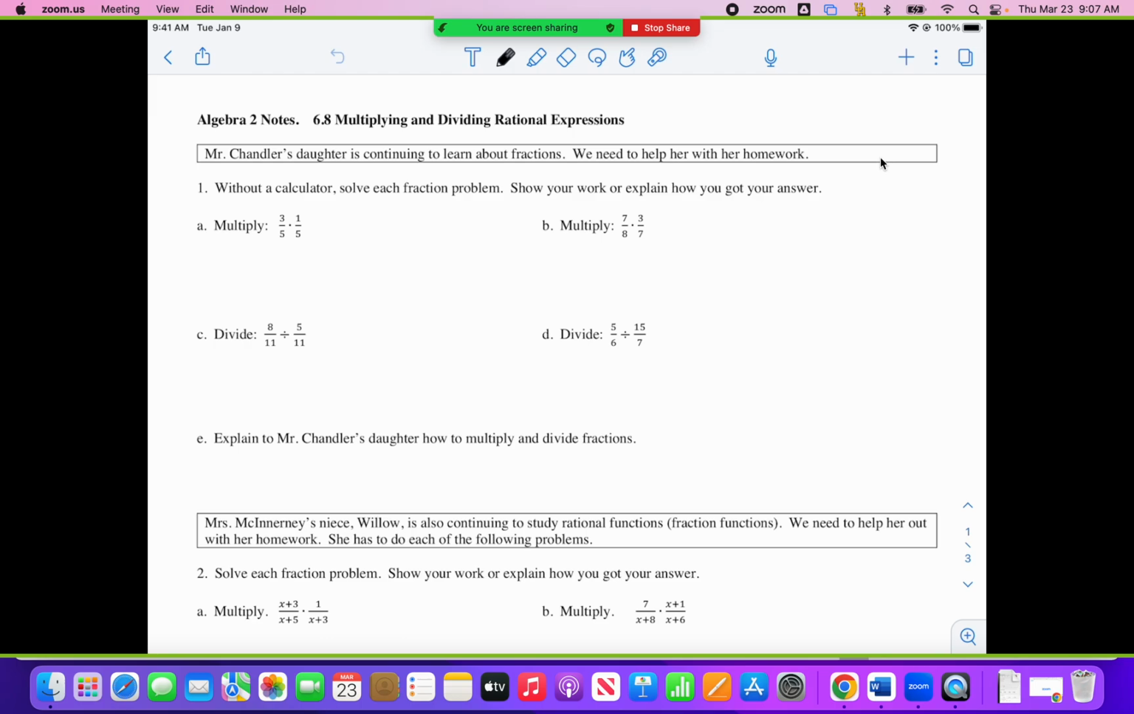Okay, so number 1, let's try to help Mr. Chandler's daughter with multiplying and dividing. What do you remember? And do as much of it as you can.